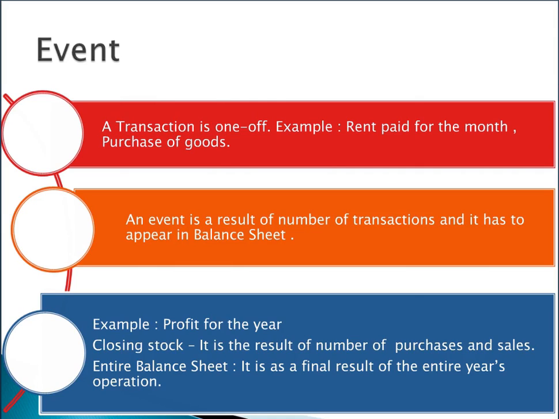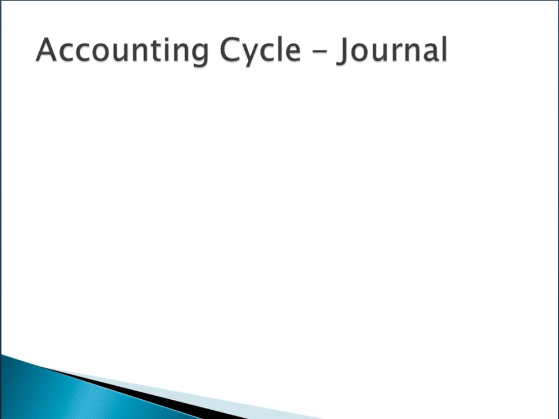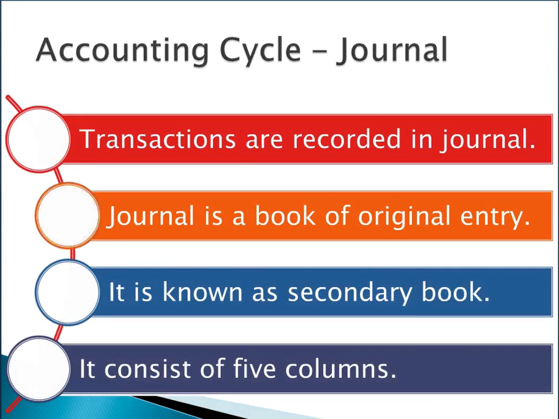entire year's operations. Now we get into what is called the accounting cycle. It starts with a transaction. The first starting point is a transaction. All these transactions have to be recorded in a place called journal. In accounts, life starts with transaction. Transaction is an exchange. That transaction, in terms of money and following dual aspect, has to be recorded in a journal. So what is a journal? It's a book of original entry.